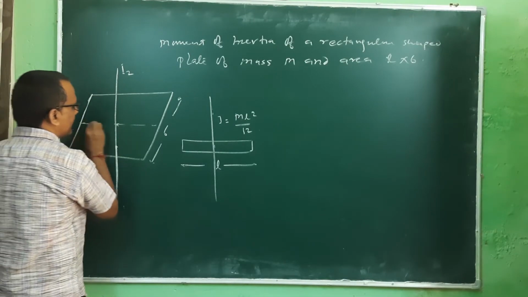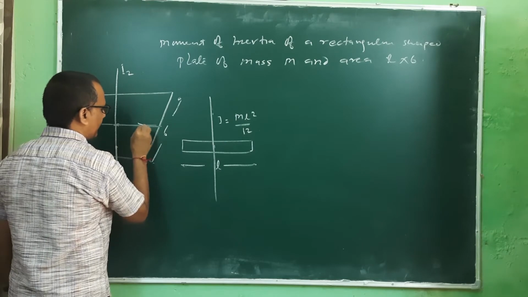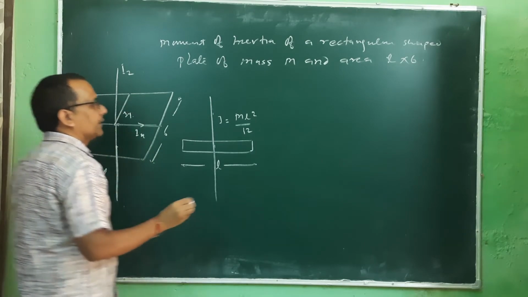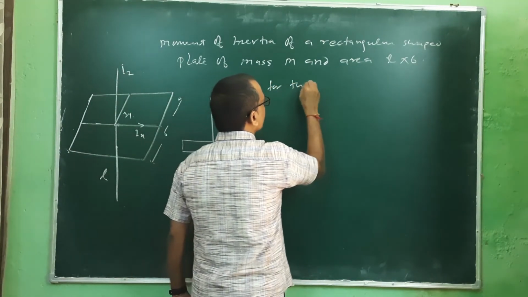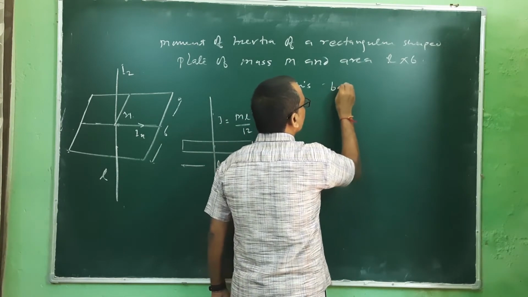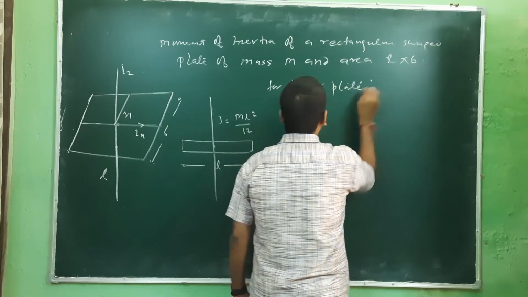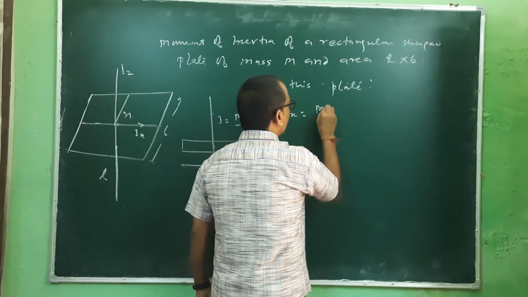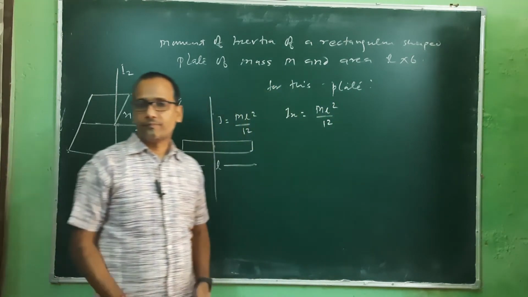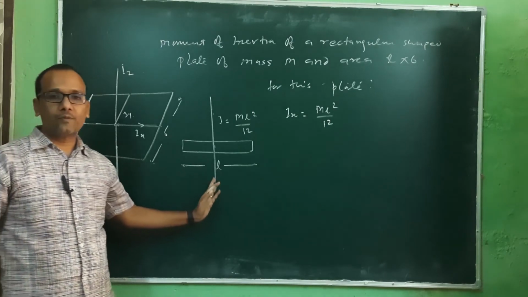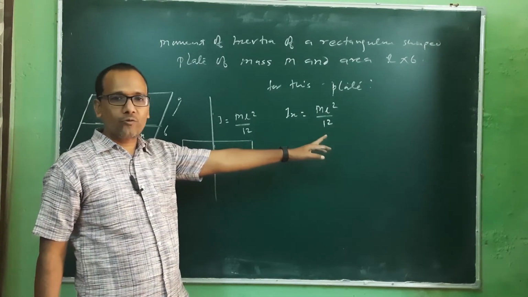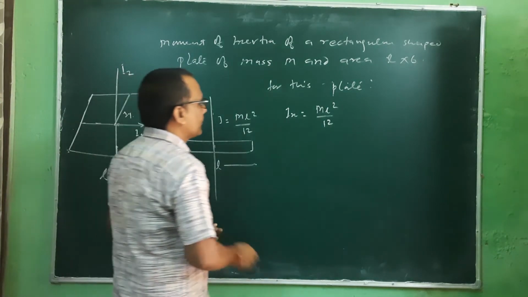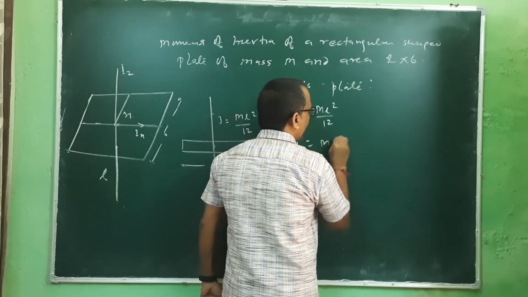Okay, so if this is L and we are taking this as Ix and this is Iy, then for this body, this plate, Ix is equivalent to m L square by 12. Just we are following this formula. So this is Ix is equivalent to ml square by 12, and that Iy, here this thickness is B, so Iy is equivalent to mb square by 12.